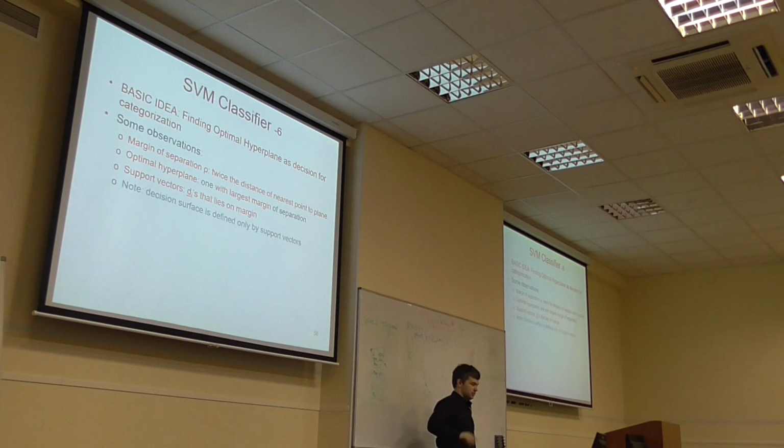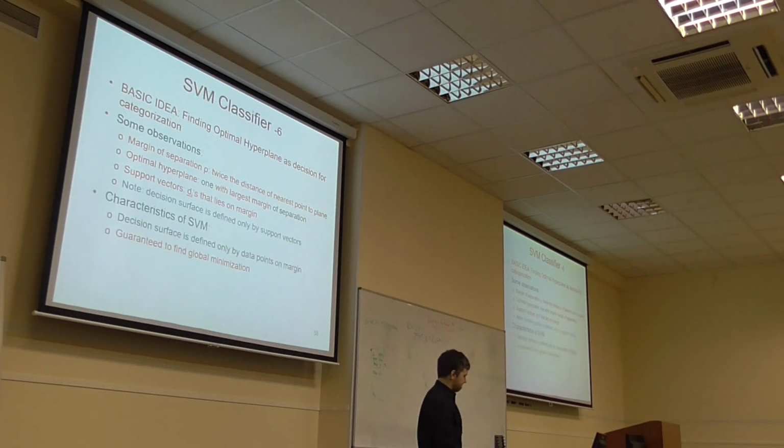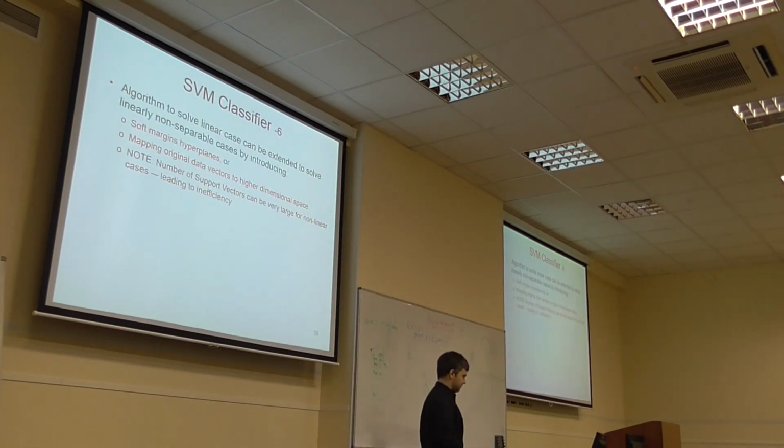So the margin of separation is twice the distance of the nearest point to the plane. An optimal hyperplane is the hyperplane with the largest margin around it to the points. And support vectors are all these samples that lie on the margin. And this decision surface is actually defined by the support vectors. And it's guaranteed somehow to find the global solution. And we have many other things related to SVM.